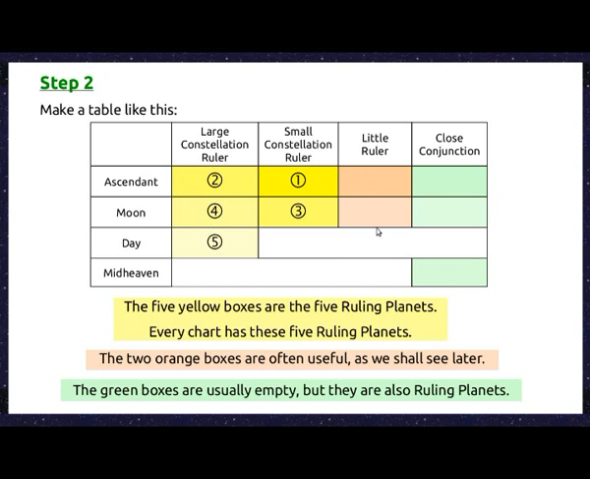Okay, the 2 orange boxes are often useful. They are not ruling planets, but when I am writing down ruling planets, I always write them down. They often are very useful, as we will see in future videos. The green boxes here usually will be empty. But if we find any very close conjunctions, say within about 4 or 5 degrees, we should include them as ruling planets.